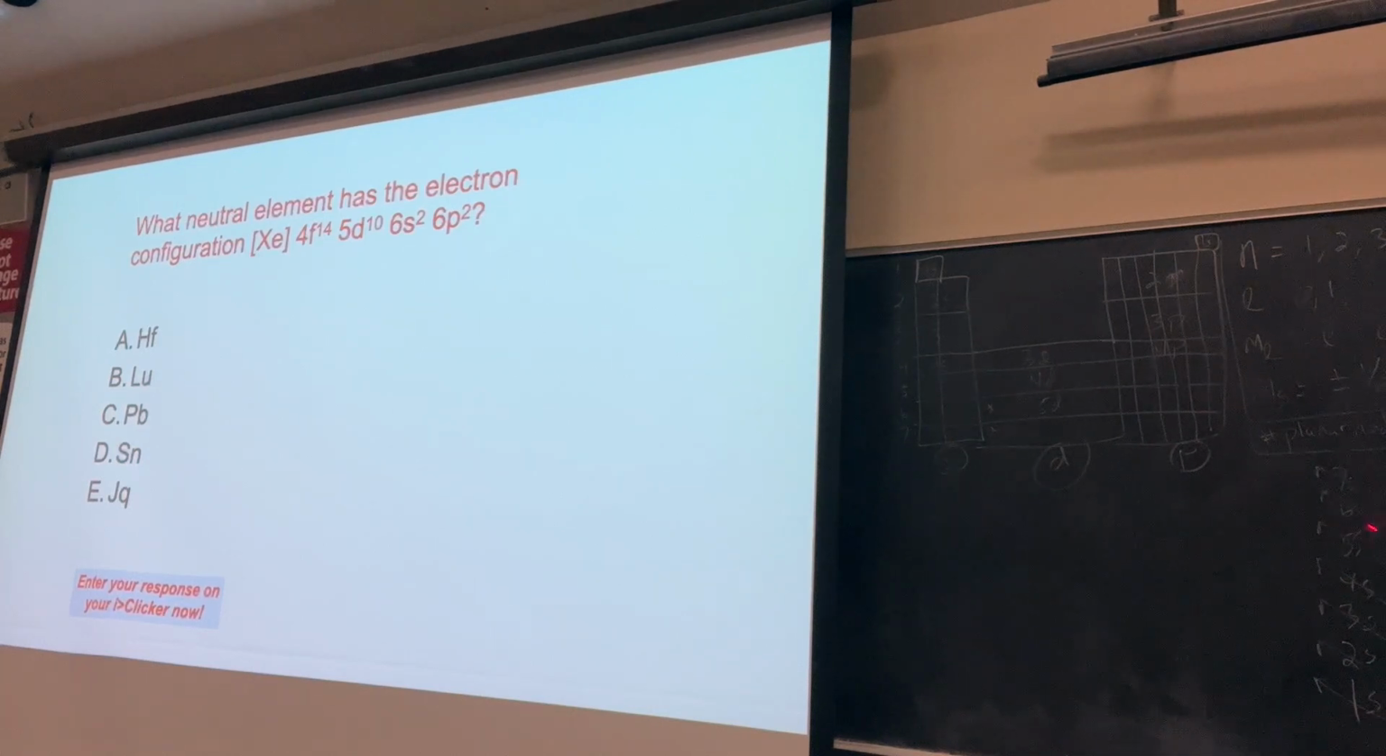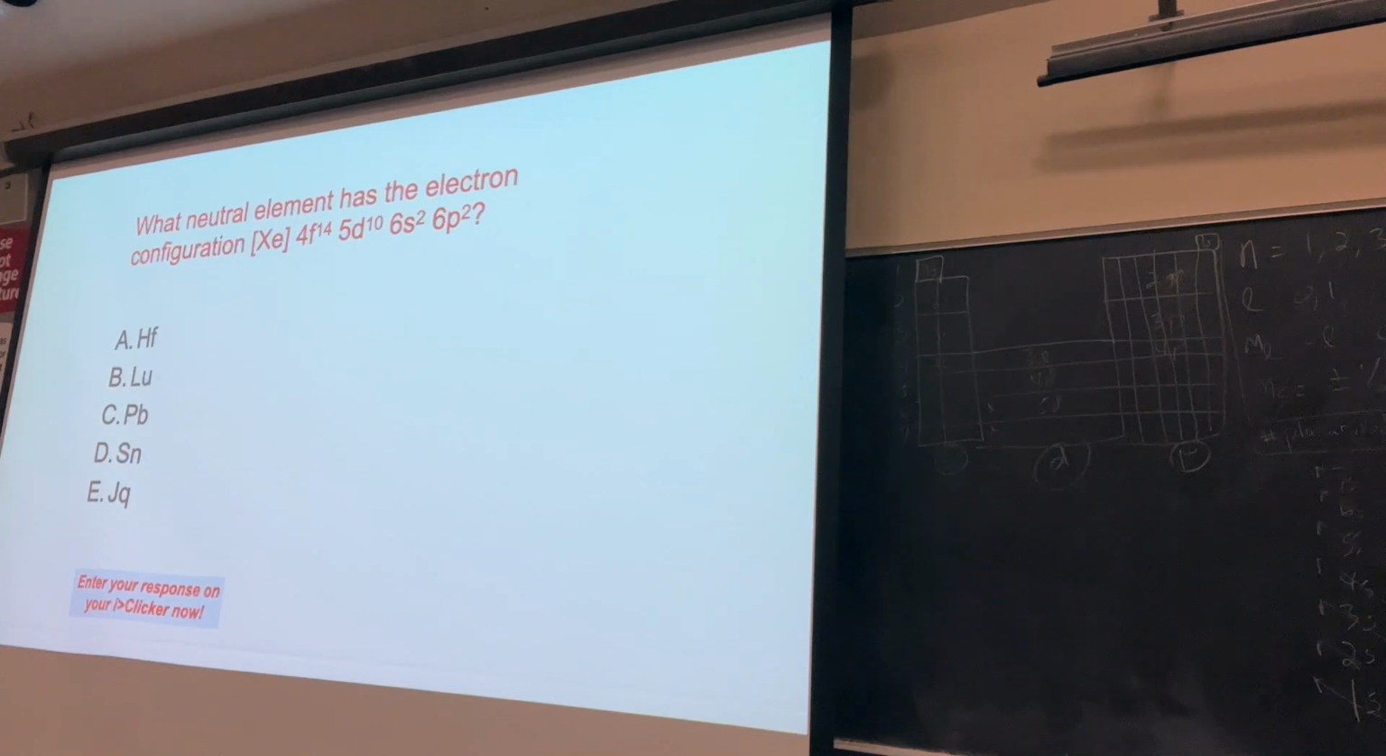6s is at the end of this little arrow right here. It's kind of hard to see. But after 6s, 4f gets filled in next, then 5d, and then 6p. So really, if this was an electron filling order, it would say xenon, 6s2 would be right there, 4f14, 5d10, and 6p2 on the outside.